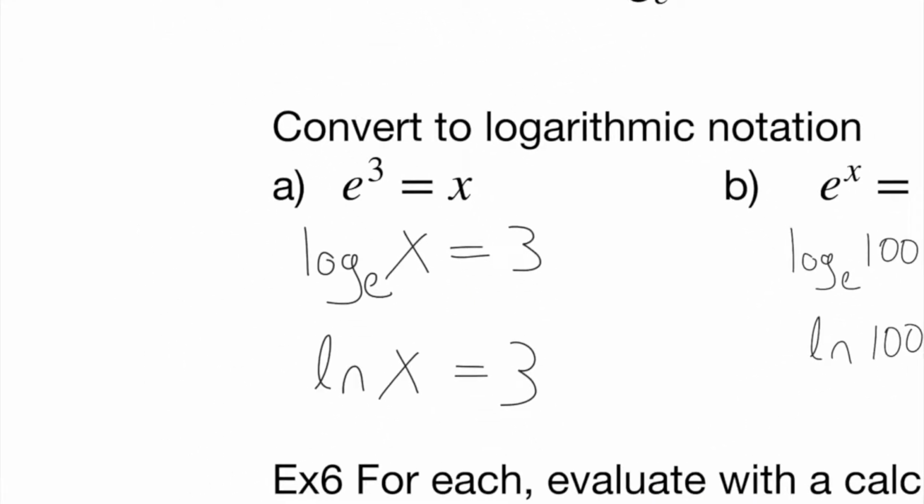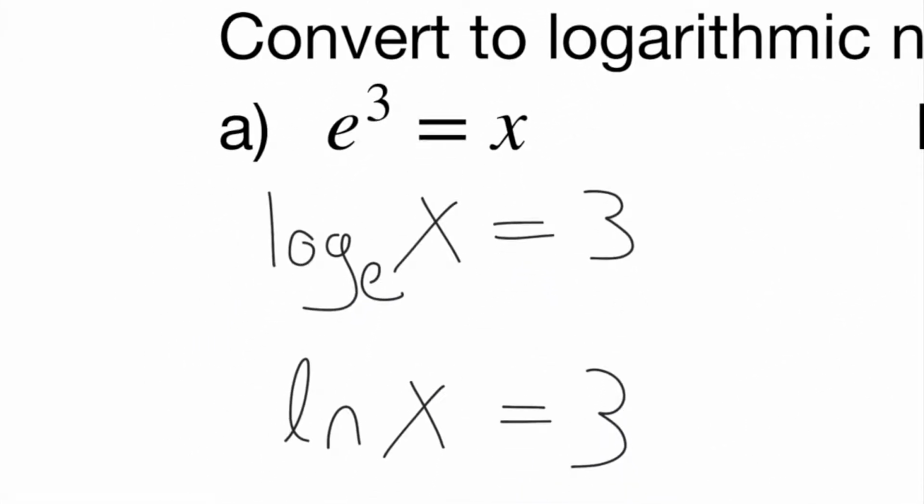So let's convert to logarithmic notation. What that means is here the base is e, the exponent is 3, and the power is x. Remember, log of base e is just natural log, so ln of x equals 3.